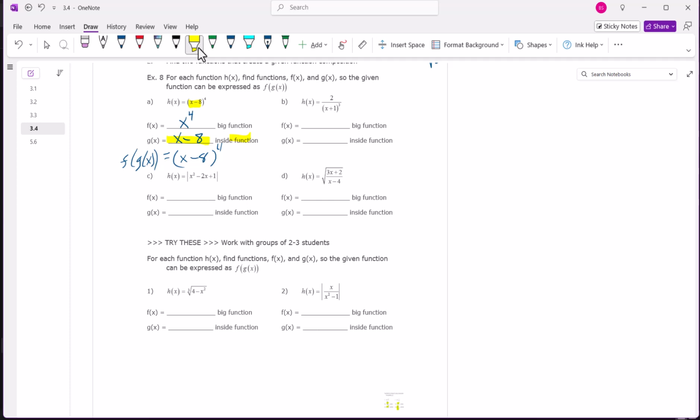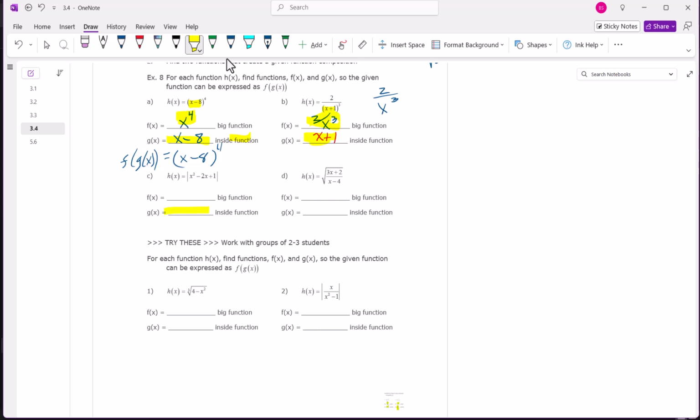Okay, this next problem, the inside function is that thing right there. So that's x plus 1. And then the big function would be what's left over, 2 over x to the third. Okay, so that would be how you would do a function decomposition. Pick the g of x. The inner function is what's inside of the bigger function. The big function is the whole thing, 2 over something to the third power.